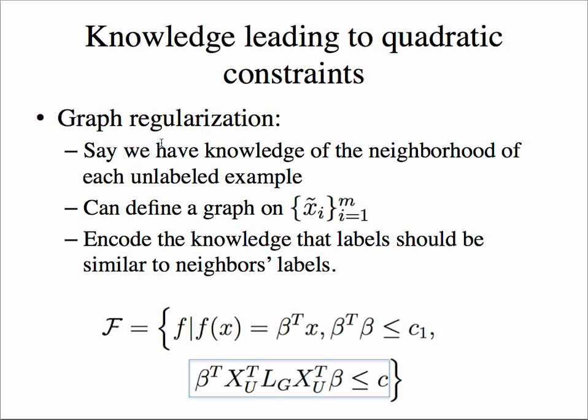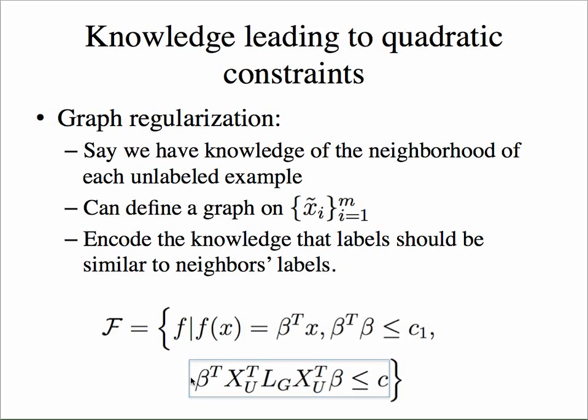It is used in semi-supervised learning. Let's say we have the knowledge of the neighborhood of each unlabeled example. Then we can define an M vertex graph on these unlabeled examples. We can encode the knowledge that the labels should be similar to the labels of its neighbors. So the label of an unlabeled example should be similar to the labels of its neighbors.